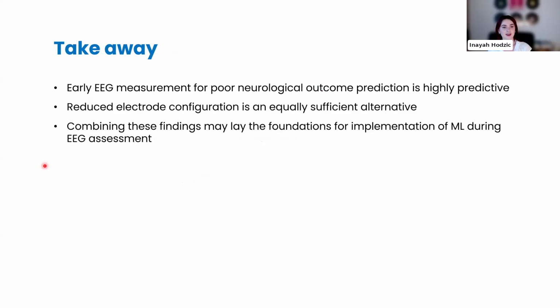But to end here, if there's anything you remember from my talk, it is that we have shown, or hope to have shown, that early EEG measurements for poor neurological outcome prediction are highly predictive, that reduced electrode configuration is an equally sufficient alternative, and that combining these findings may lay the foundations for implementing machine learning during EEG assessment and lead to better, timely, and more accurate predictions. So I will conclude. I have talked a lot, and if you have any questions, please let me know.